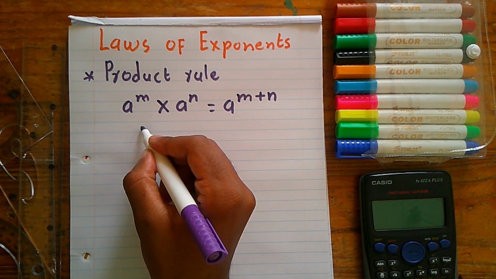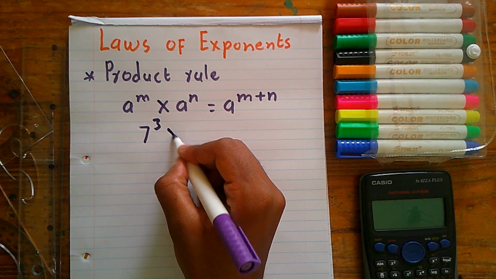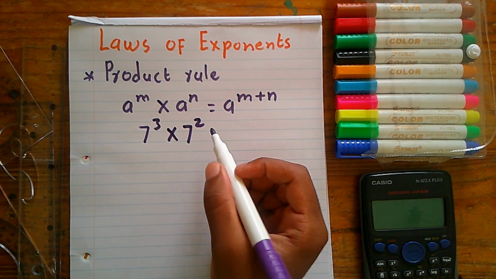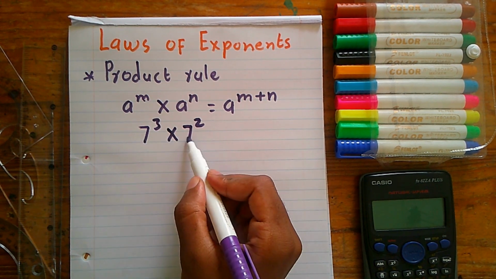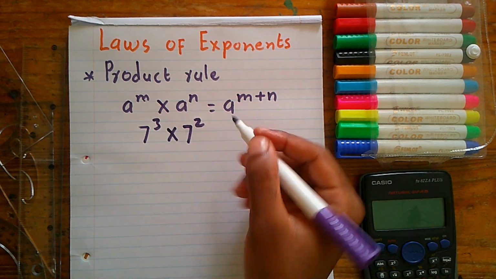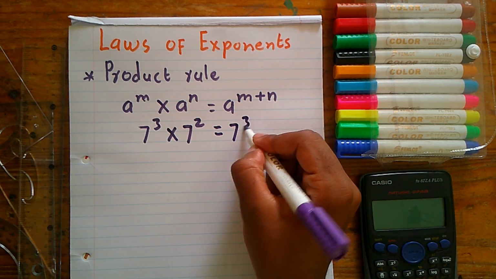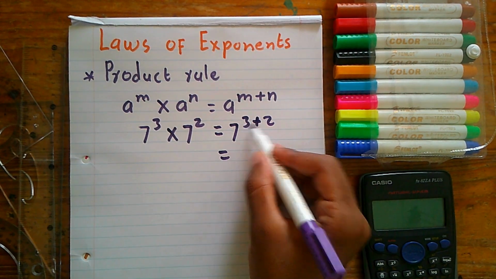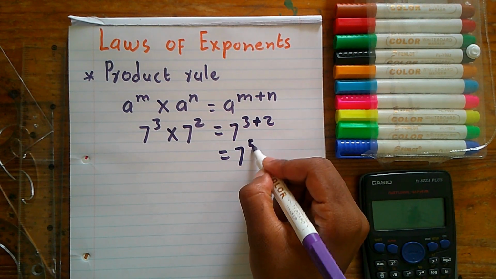Let's take an example. Let's say we have 7 to the power of 3 multiplied by 7 to the power of 2. Notice that we are multiplying here and the bases are the same. We have 7 here and we have 7 here, and we are multiplying, meaning that we are going to have 7 to the power of 3 plus 2. We add our exponents and our answer is 7 to the power of 5.